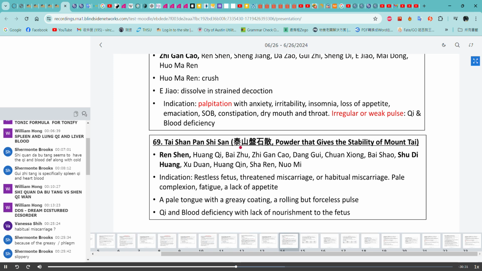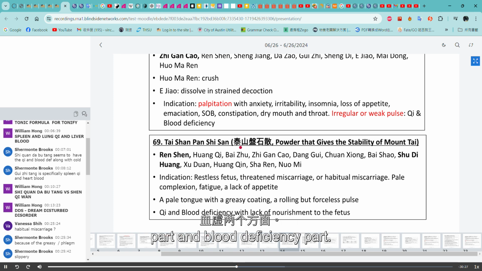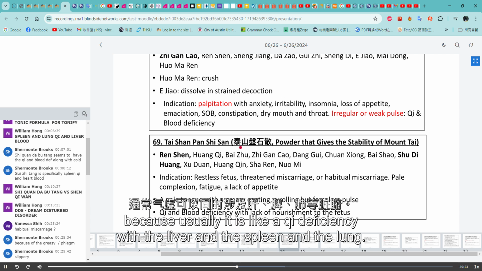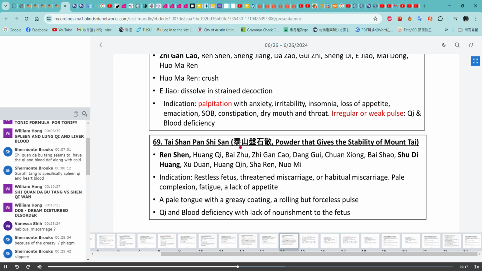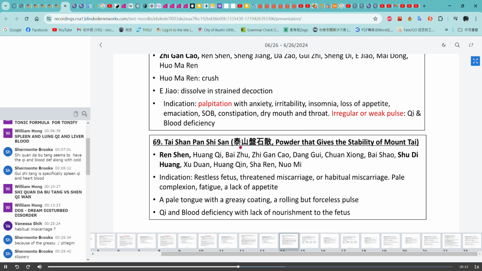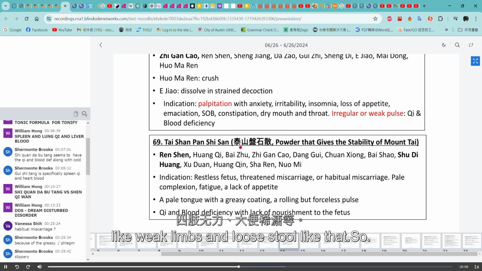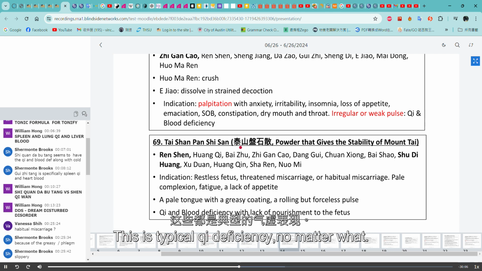First of all, you have to identify the qi deficiency part and the blood deficiency part. Qi deficiency is mostly the same, because usually it is a qi deficiency of the liver, the spleen, and the lung. Lung deficiency is cough, shortness of breath, like that. And spleen deficiency is lack of appetite, weak limbs, and loose stool. So this is a typical qi deficiency, number 1.